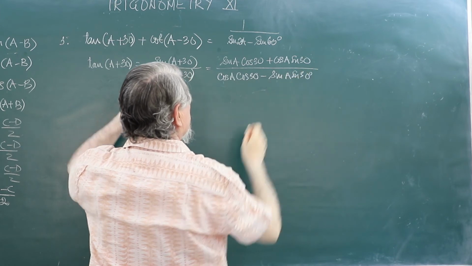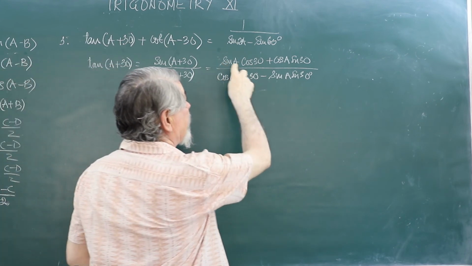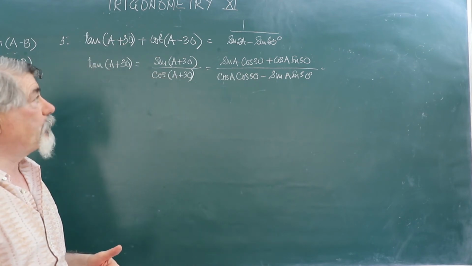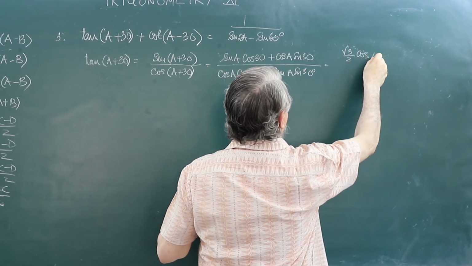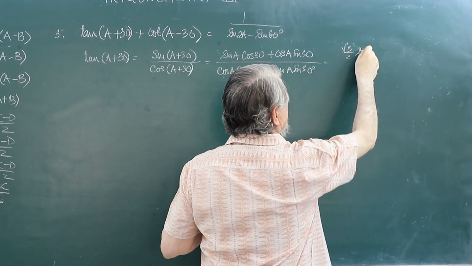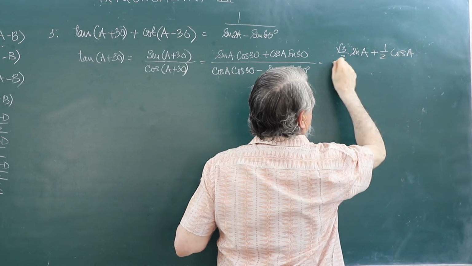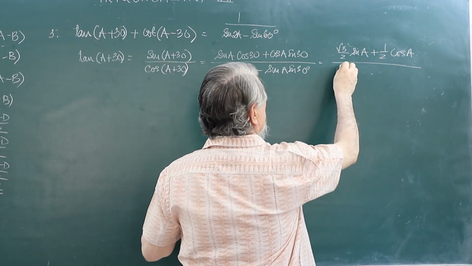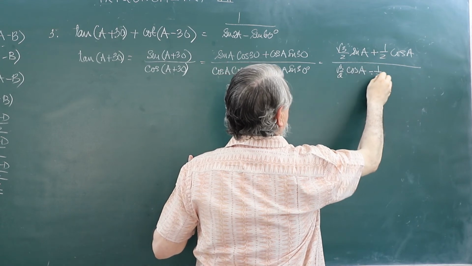Now it will become, I will go to that side because I need a lot of space. Sine A cos 30. What is the value of cos 30? Cos 30 is root 3 upon 2. So sine A times root 3 upon 2 plus sine 30 is 1 upon 2, cos A, upon cos A cos 30. Again cos 30 is root 3 upon 2, root 3 upon 2 cos A minus 1 upon 2 sine A.